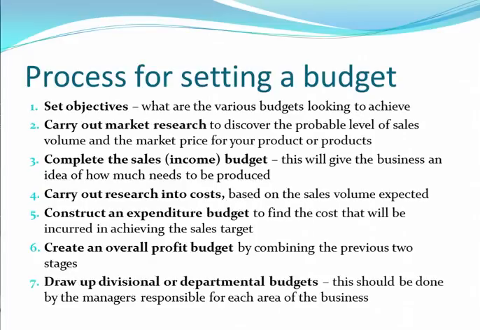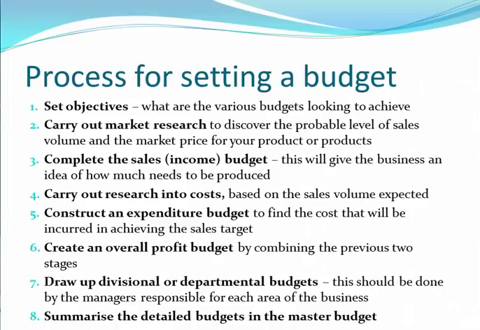If the business is quite big and it has certain departments, you might draw up a divisional or departmental budget. This will be done by the managers responsible in each area. In Unit 1, it's a bit unlikely that this is going to happen because it's a startup business. You then summarise the detailed budgets into one master budget. That would be the overall how much money is available, how much is going to come in, how much you're planning to spend.